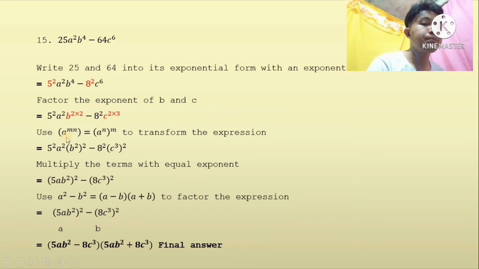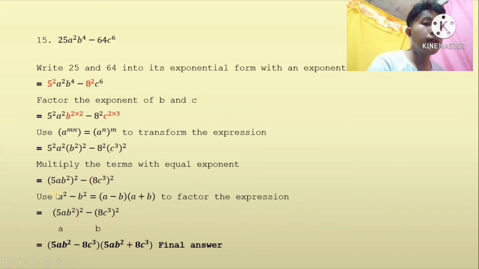So use a raised to mn equals a raised to n, raised to m, to transform the expression. So our equation will be 5 squared a squared times b squared raised to 2 minus 8 squared times c cubed raised to 2. So multiply the terms with equal exponent. So our equation would be (5ab squared) raised to 2 minus (8c cubed) raised to 2.